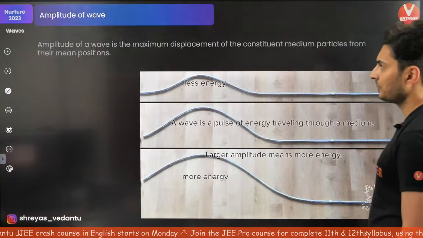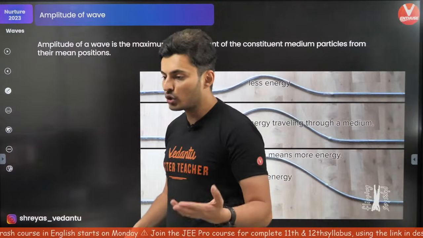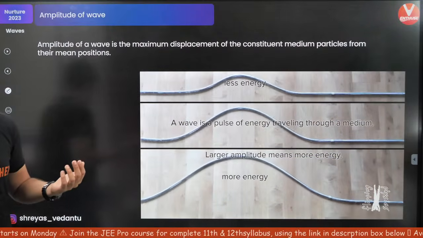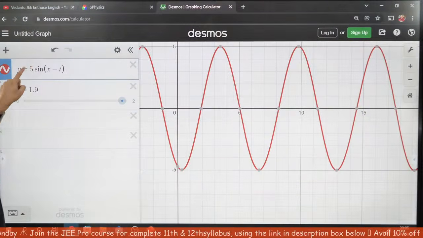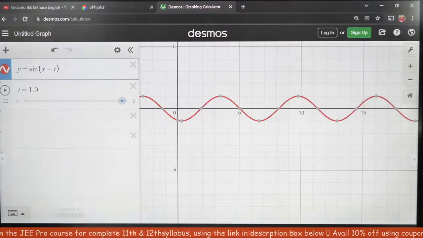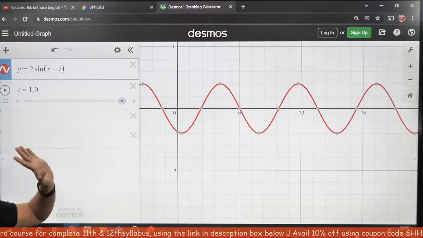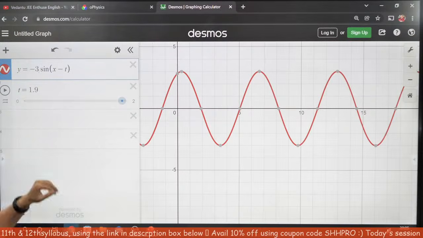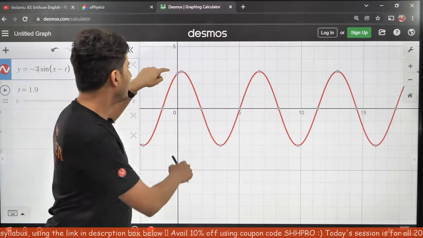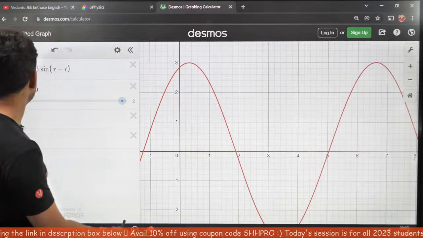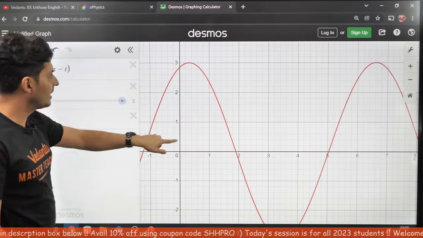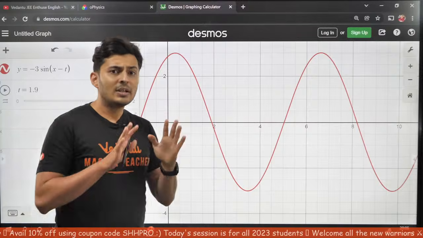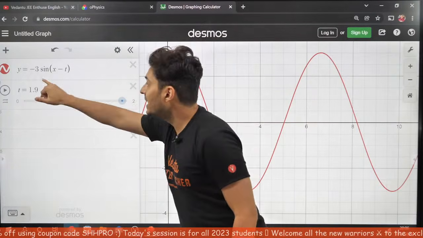Moving on to the next one. So I just showed you how the amplitude of a wave can be changed. I just showed it to you over here. You can change this number and you can directly affect the amplitude. Guys, what if I make this number -3? Then is the amplitude 3 or is it -3? I just made the number -3 sine x minus t. So it will go up and down again from 3 to -3. So is the amplitude 3 or is it -3?